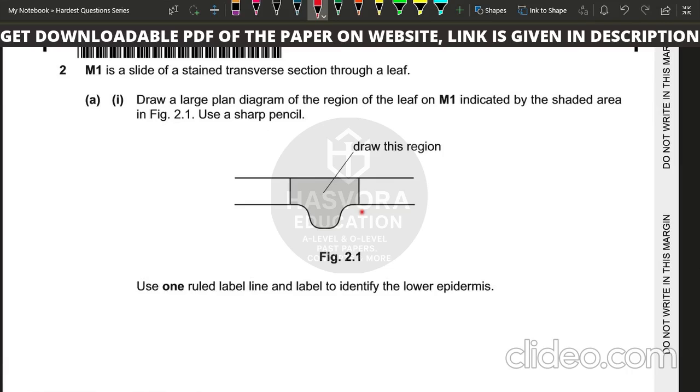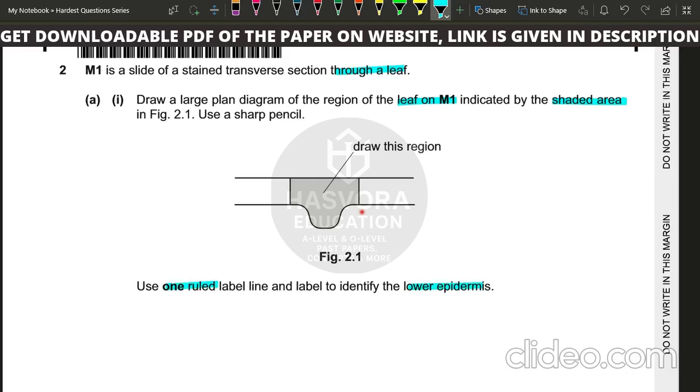Now we have the second question, which is M1 is a slide of a transverse section through a leaf. Now they have given you the leaf. Okay, this is the recent paper, and I am also expecting the same thing for the October-November. Might be possible that they give you an experiment on osmosis, but most probably they are going to be testing the same for the same year. Okay, so draw a large plan diagram of the region of the leaf in M1 indicated by the shaded area in figure 2.1, and then use one label line to identify the lower epidermis.